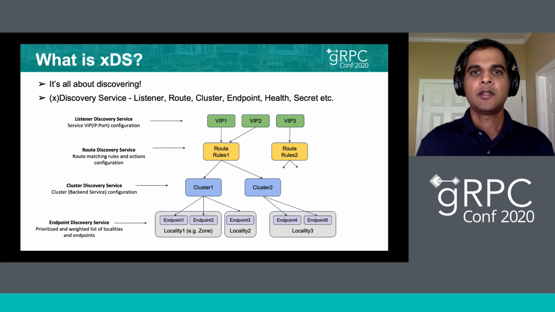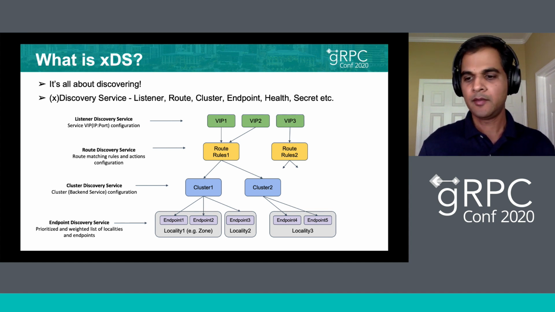So a cluster is basically the implementation of your service in the form of endpoints, right? The cluster is made up of many endpoints that are the actual service instances. And these endpoints could be spread across different zones and regions, which are known as localities in xDS terms. That information is obtained via the endpoint discovery service. So as you can see, xDS APIs map very well to service mesh concepts that we are familiar with, right?